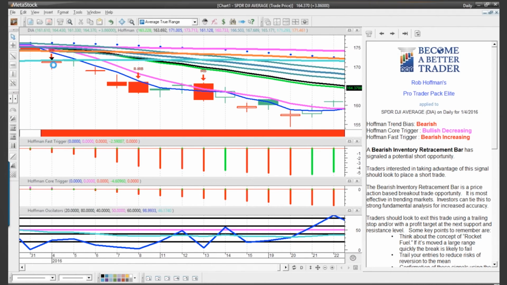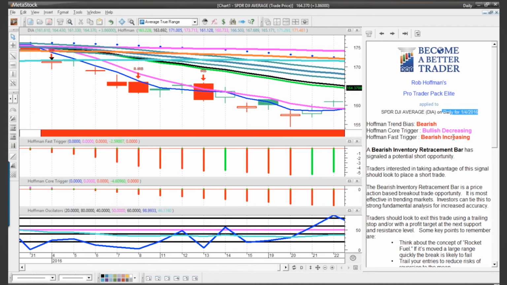I'm going to go ahead and click right here on this IRB bar. So this is the one that happened. If I hover over it, it's going to tell me it happened on January 4th of 2016. And if I come over here to this commentary, it's going to tell me, okay, we're looking at daily on January 4th of 2016. Right now, everything is bearish. Our core trigger is bullish but decreasing, and then bearish and increasing.